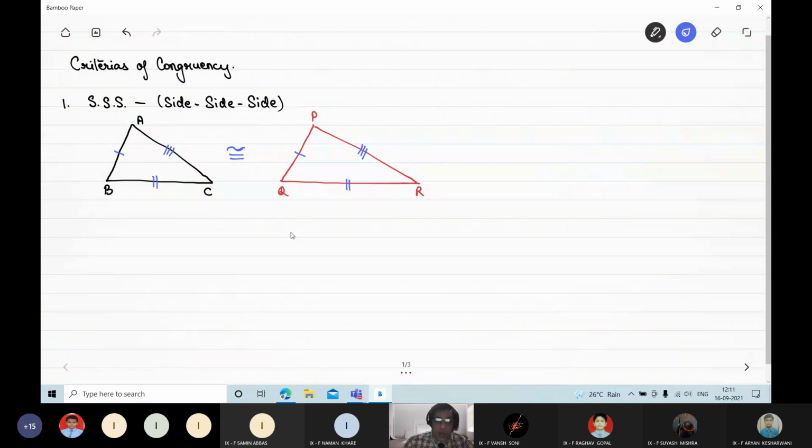So this criteria, wherein the three corresponding sides are equal, the two triangles are said to be congruent. So if AB is equal to PQ, BC is equal to QR, and AC is equal to PR, then we say that triangle ABC will be congruent to triangle PQR, and this will be congruent by SSS axiom. Is this clear, children?